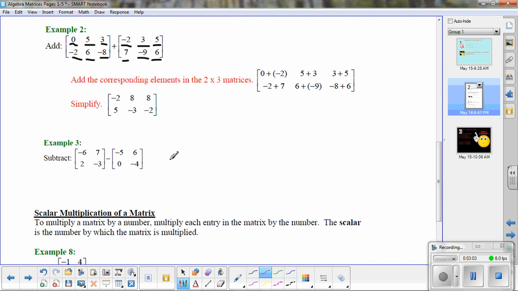Subtracting. Remember, subtracting with negatives, you have to add the opposite. So for this subtraction problem, -6 minus a -5, you would go chop, chop, and it's really -6 plus 5, which is -1. 7 minus 6 is 1. 2 minus 0 is 2. And -3 minus -4, again, you would go chop, chop, so it's -3 plus 4, which is 1.